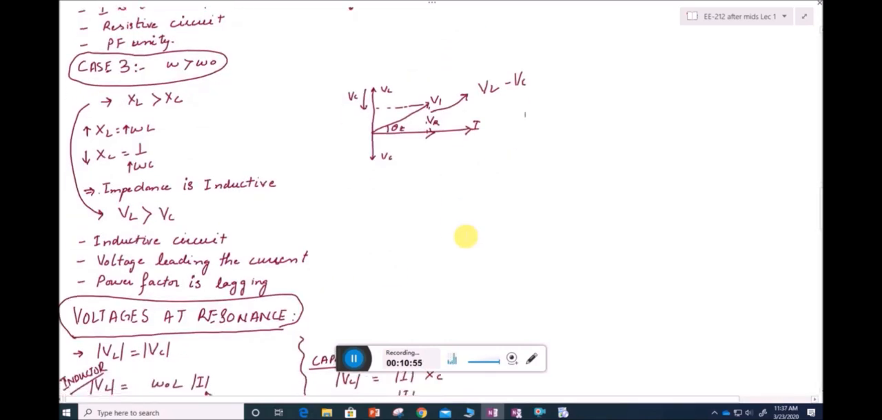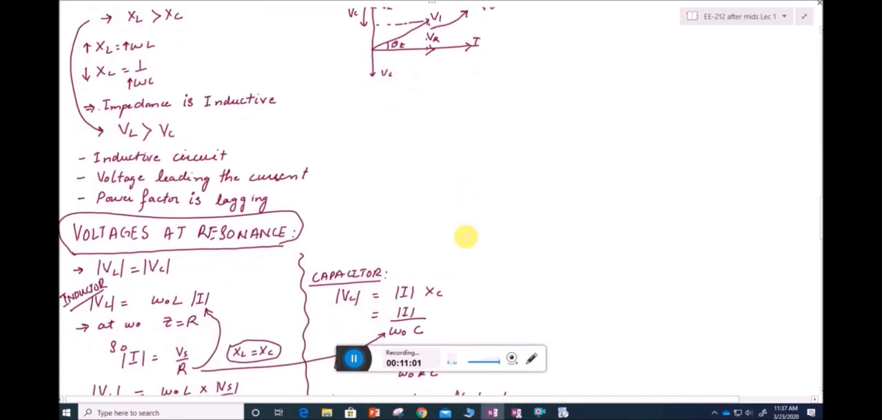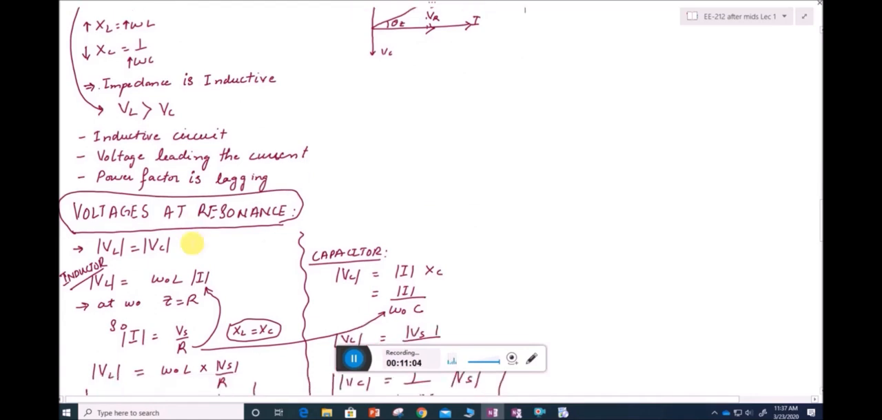So till this point we have covered three different cases: omega is equal to omega naught, omega less than omega naught, and omega greater than omega naught. Now we also know that at resonance the voltages across inductor and capacitor are equal. Now if I have to use the inductor, the voltage VL is equal to I times omega naught L. This omega naught L is XL, and this is the current. And we are calculating this voltage at resonance, and at resonance the impedance is equal to resistance, right?